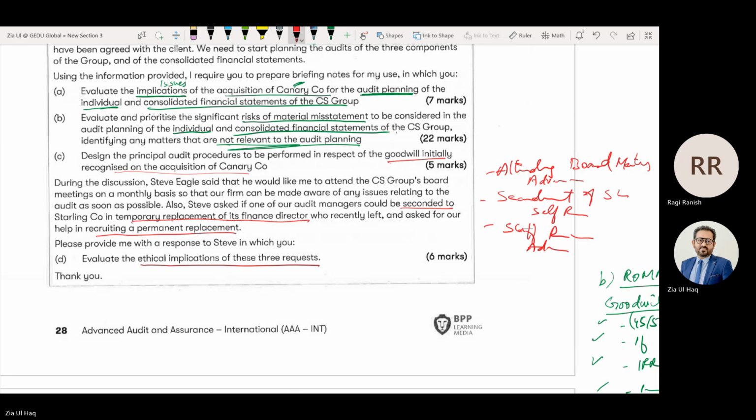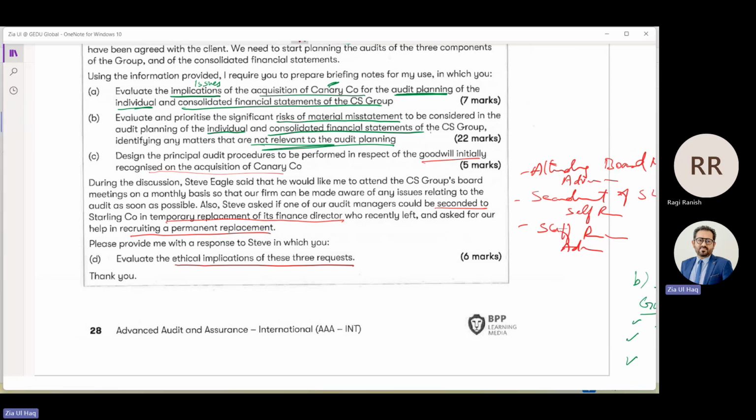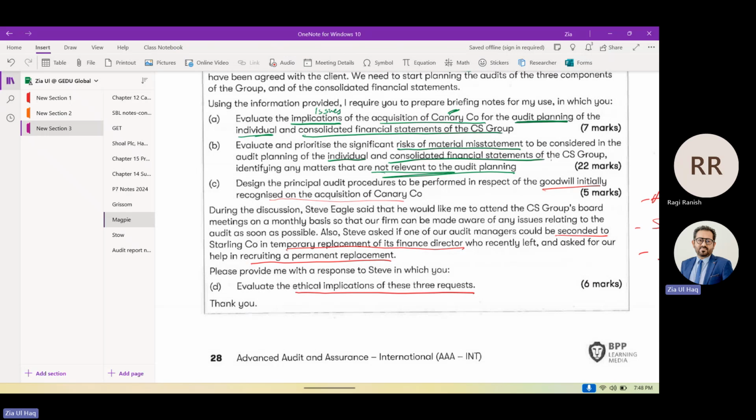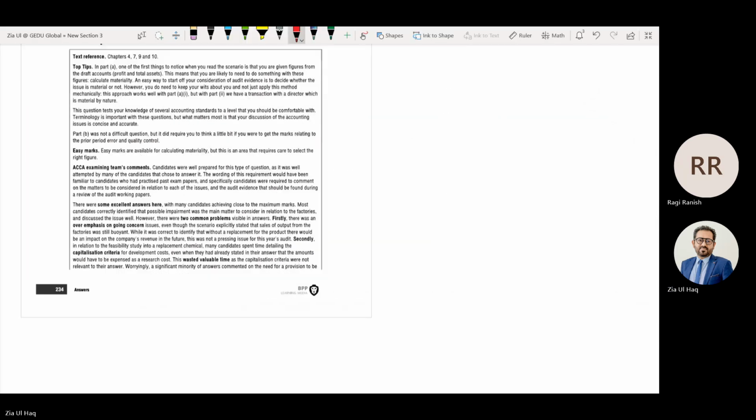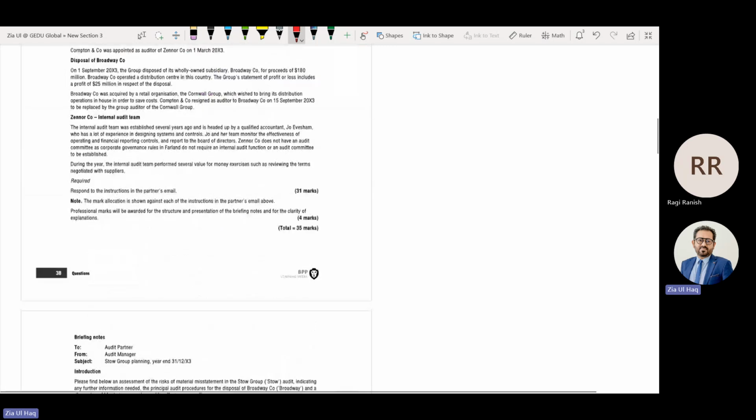Okay. ECC Advanced Audit and Standards. So we are discussing risk areas, risks relating to group audit. So let's discuss one more good question.